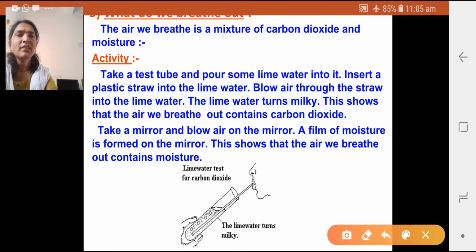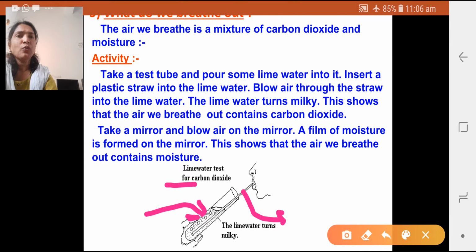So what is given in the activity? Here is a test tube, and in the test tube you can see the lime water is filled. When you take a test tube, you have to pour some lime water. Here it is given: lime water test for carbon dioxide. Now, when you have lime water in the test tube, with the help of this plastic straw. Now this is the plastic straw.